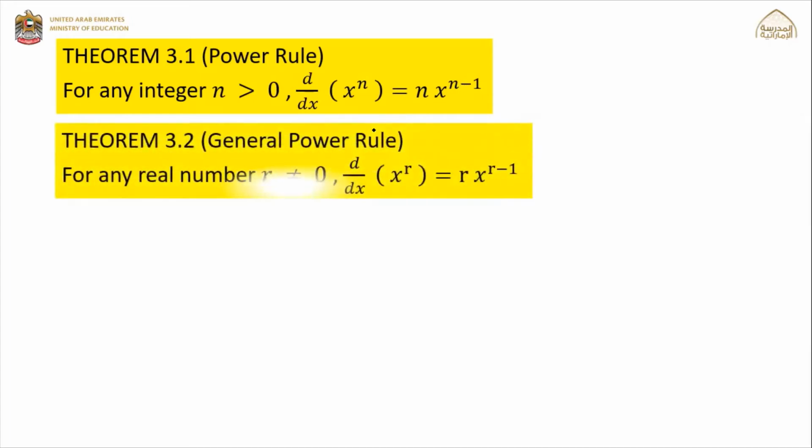Theorem 3.2, general power rule. For any real number, not just for integers, for any real number r not equal to 0, d by dx of x to the power r is r x to the power r minus 1. So it's the same rule I use. But in the first one, the n is an integer. Here, the power r is any real number.